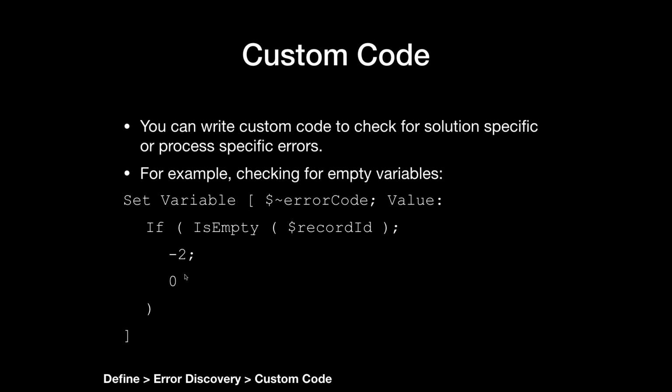So finally, in error discovery, we have custom code. And this is basically just reminding you that you can just write code to decide when there's an error. So a good example of this would be if you're checking for an empty script parameter that was passed to a script. And this gets into implementation a little bit, but essentially you can say there is an error if my record ID variable is empty, right? And I'm going to say that error is -2. So if all the other situations aren't working for you, you can just explicitly say, in this case, there is this error.